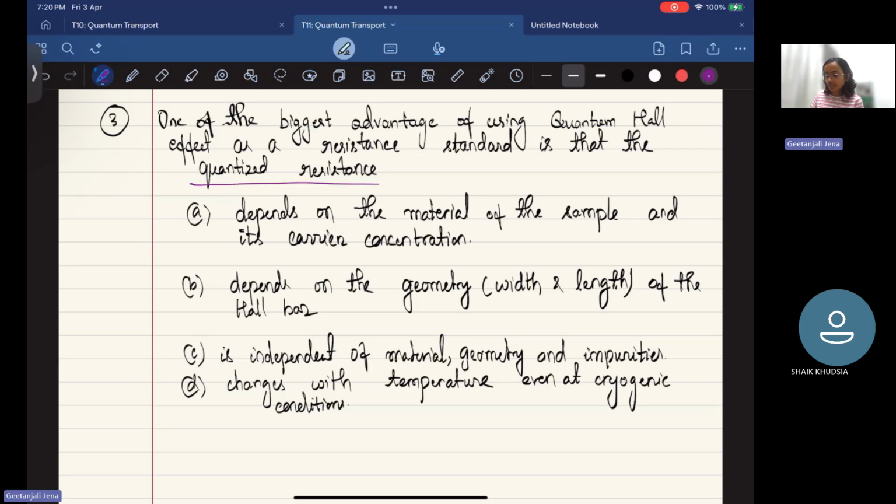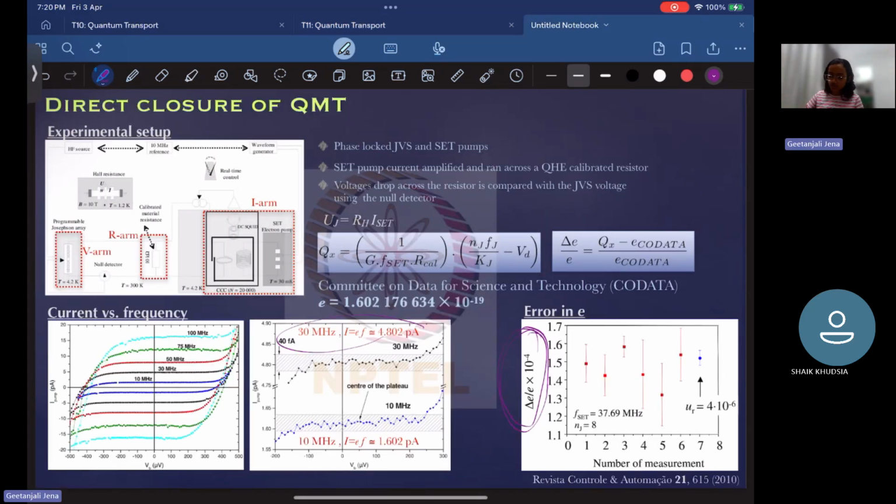Whether the quantized resistance depends on the material of the sample and its carrier concentration, or it depends on the geometry of this Hall bar, or it is independent of material, geometry and impurities, or it changes with temperature even at cryogenic condition. Okay, so the correct option to this question is option C. If you recall, I have the slides also.